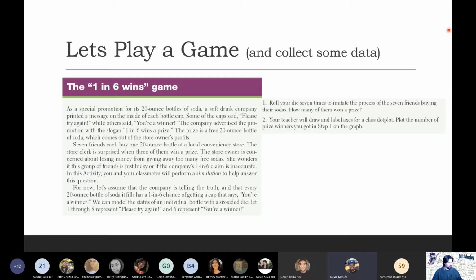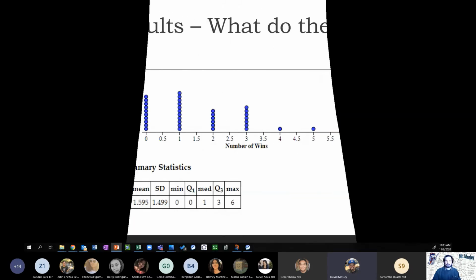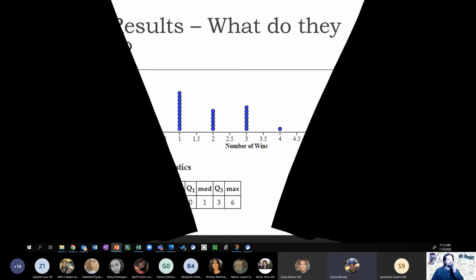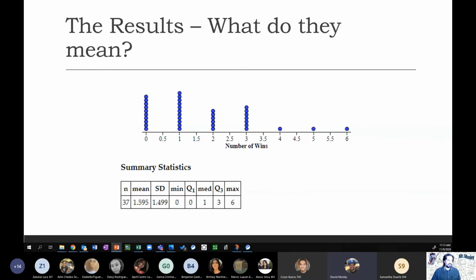If you're in the middle of inputting data, please input it. Otherwise, I'm going to use our results. Here's the results. All right. So we collected all of our data.